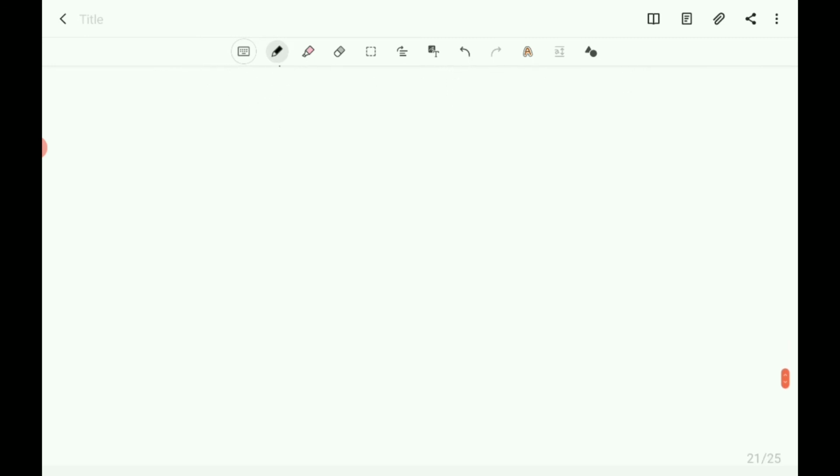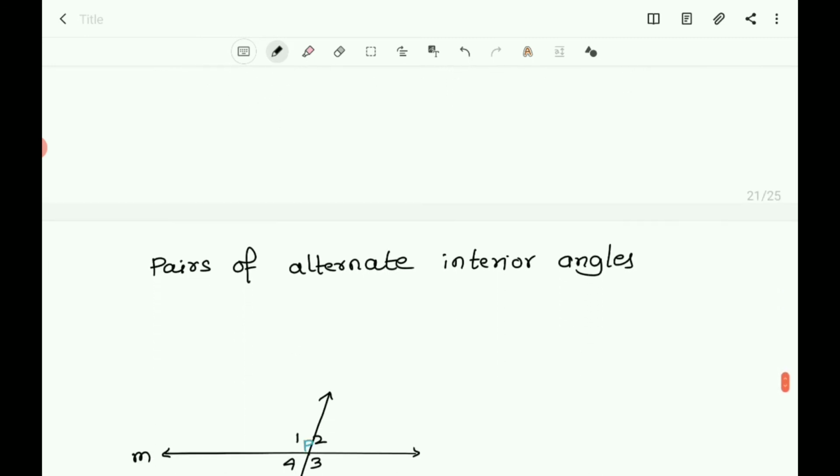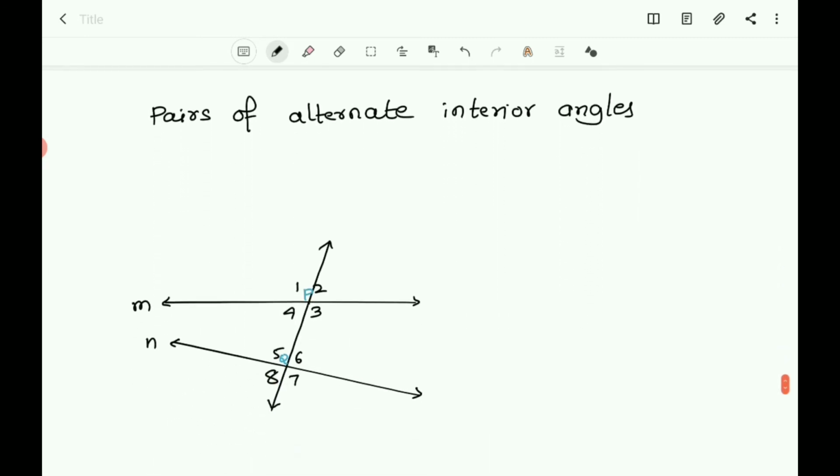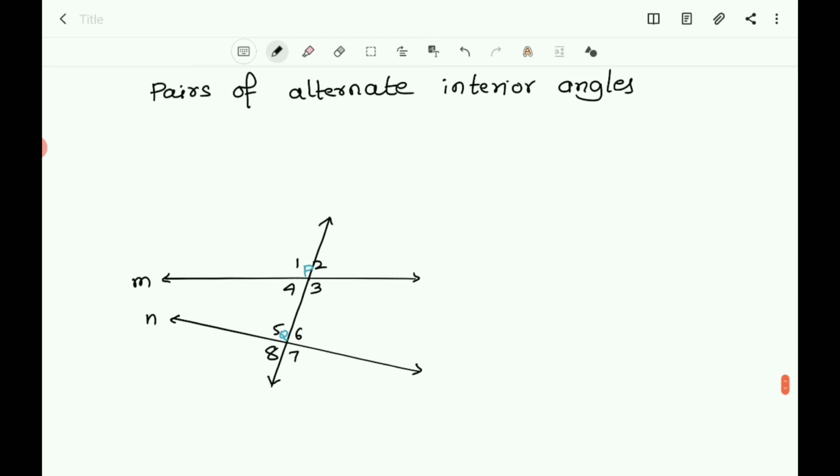Next, let us go to the pairs of alternate interior angles. You know the interior angles. Which are the interior angles here? You know that 3, 4, 5, 6. Angle 3, angle 4, angle 5, angle 6 are the interior angles as they are inside the lines.